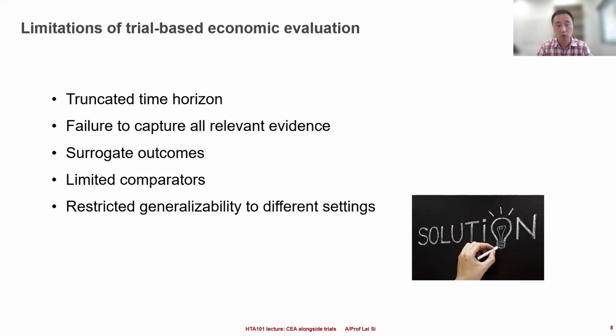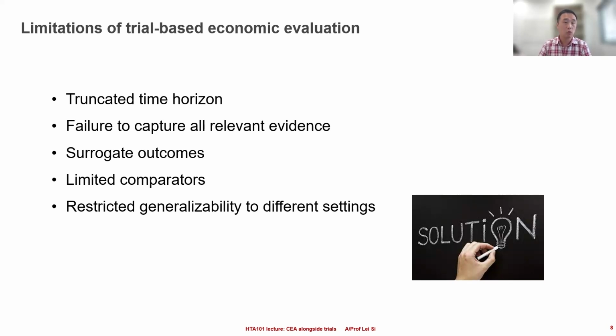Also, the clinical trial normally comes with one intervention arm and one comparator arm. But in the real world, when we make HTA decisions, normally we need to compare the intervention with a lot of the options that are available to the population on the market. So if we only use the results from the clinical trial, we might not have the full capacity to compare our intervention to all the options on the market. So this is also one of the limitations of trial-based economic evaluation.